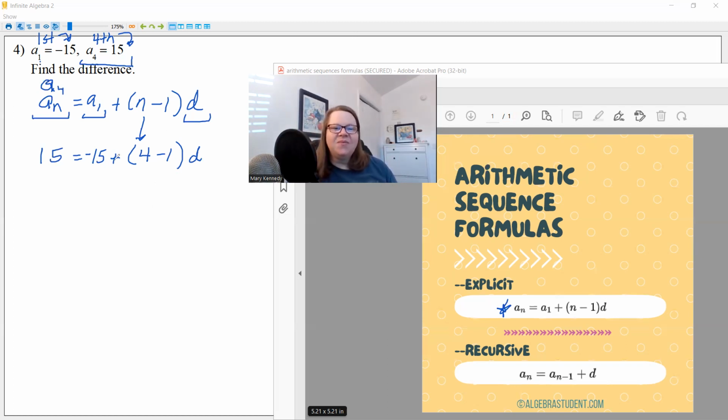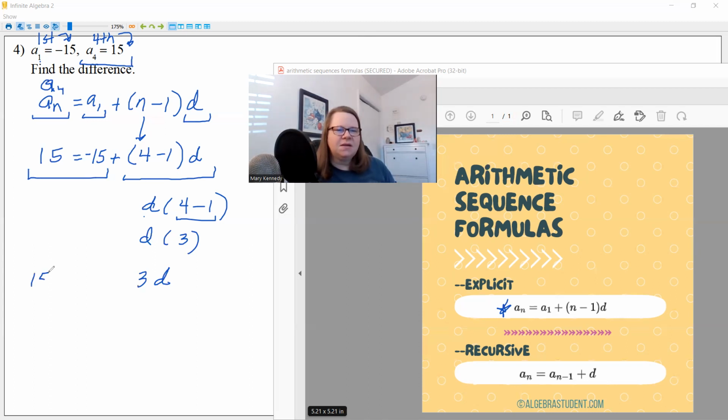Okay, so this is usually the trickiest part of these, is that this is really the distributive property, but it looks backwards. We're used to seeing the single item in front, and in the formula, it's always written at the end. So just know that that's the same thing. So since 4 minus 1 can be simplified, 4 minus 1 is 3. So this is really d times 3, which is 3d. Now let's bring all the rest of these things down. So 15 equals negative 15 plus 3d.